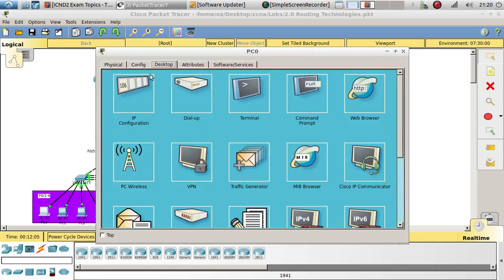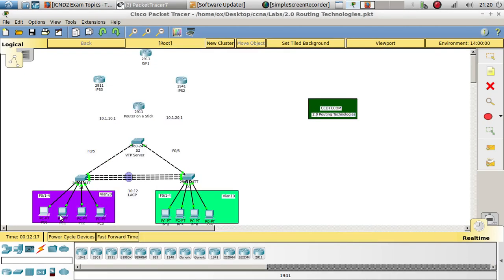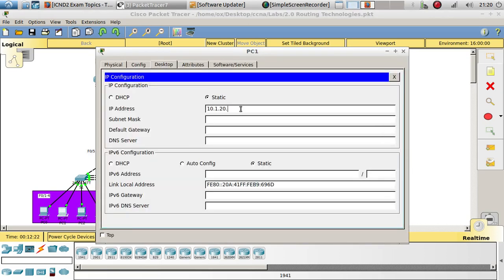Now let's configure these computers over here. The 20.2, 255.255.255.0, the 20.1. Do the next computer, the 3.